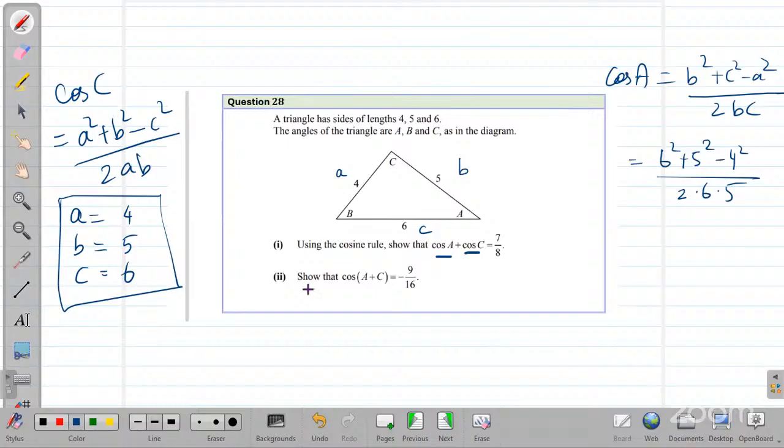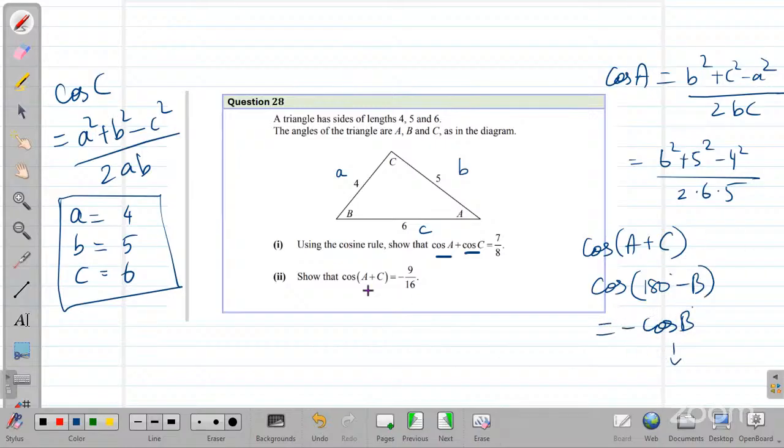Okay, next one. Show that cos of A plus C is equal to negative 9 over 16. Now, how are you going to do this problem? So all angles add up to 180, right? Yes, that's right. So A plus C will equal 180 minus B, and this is negative cos B. Is that right? Yep. And you can apply the same cosine rule formula, and you'll be able to get negative 9 over 16.